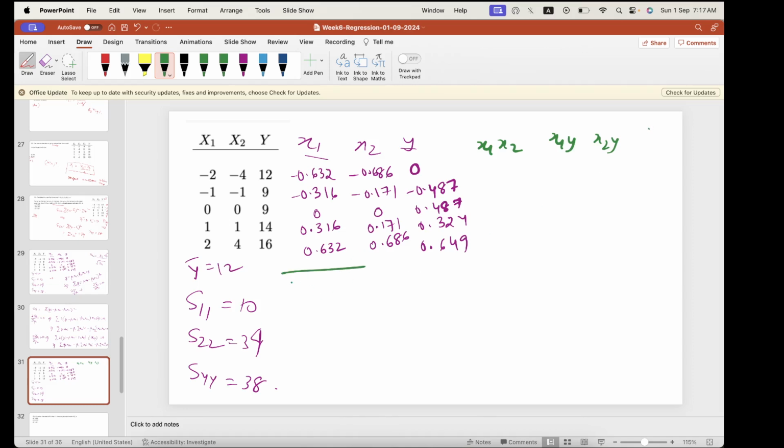Summation x1i square equal to how much? This is 0.632 square plus 0.316 square plus 0.316 square plus 0.632 square. So this is 0.9986.